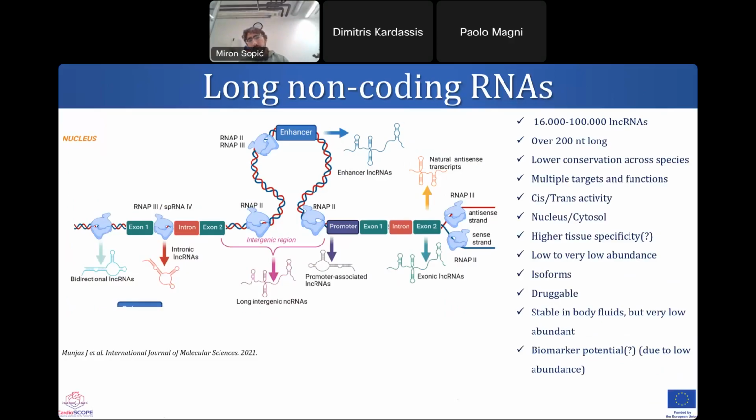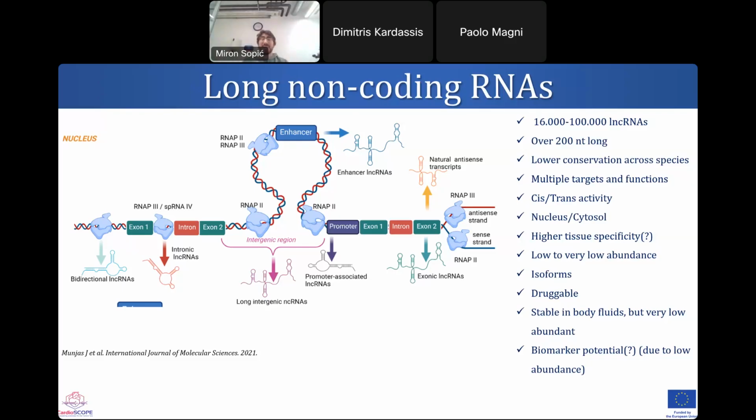The next part of the talk is going to be devoted to long non-coding RNAs. The field is really exploding, I think, in the past 5 to 7 years. This is a representation of different types of long non-coding RNAs, and you can see that they are very versatile in terms of their origin. They can be either sense or antisense. They can be from introns, exons, promoters, enhancers. They have many different origins in the DNA.